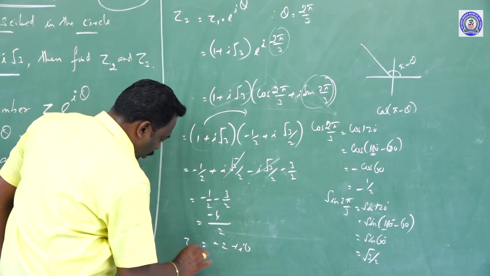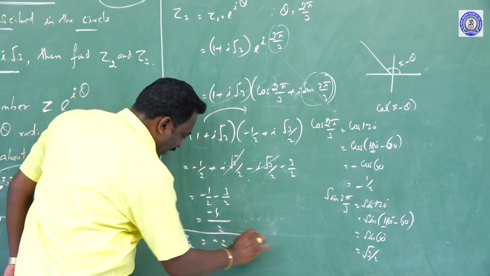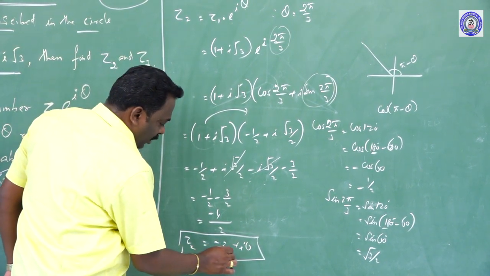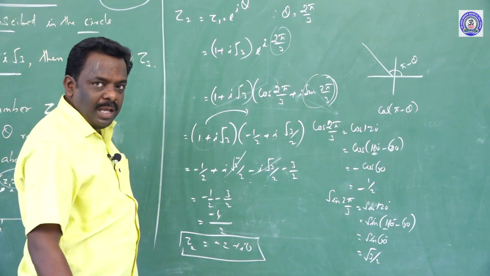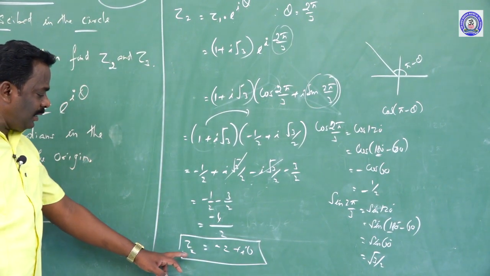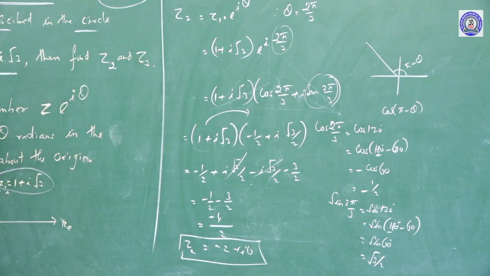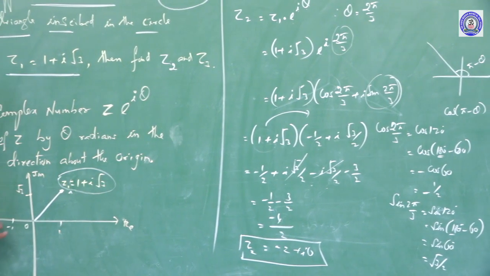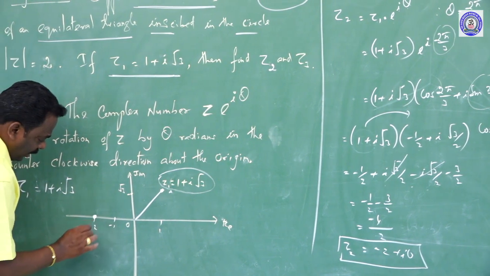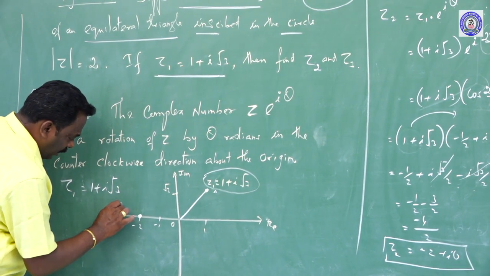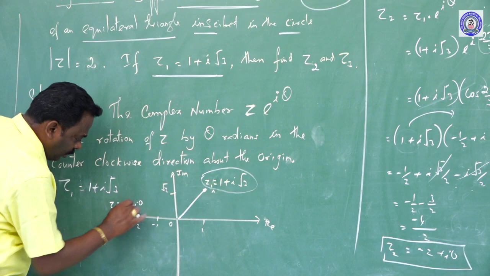Therefore, Z2, the second vertex, is in the form of minus 2 plus I 0. Now look at this: Z2, minus 2 plus I 0, plotting in the graph. It is supposed to be at minus 2, so Z2 is equal to minus 2 plus I into 0.